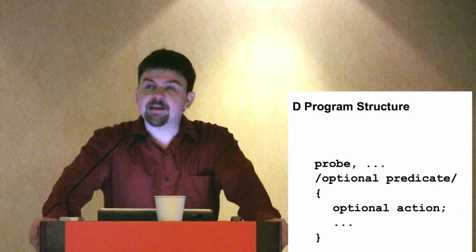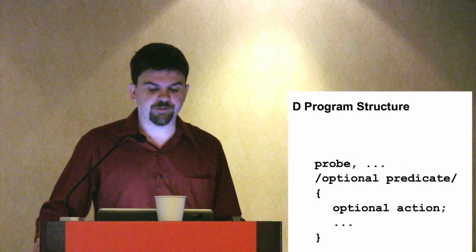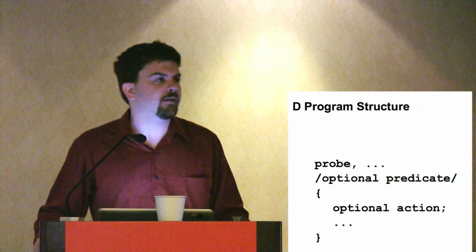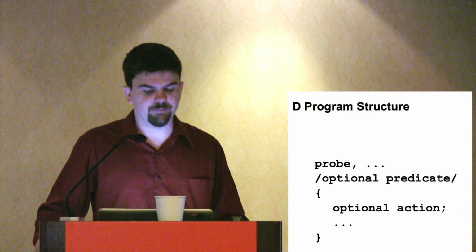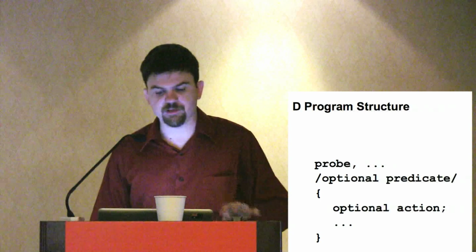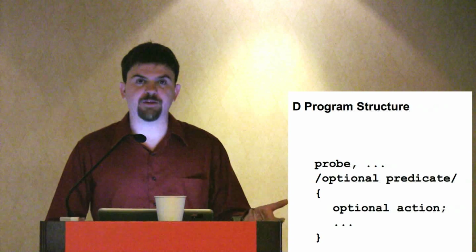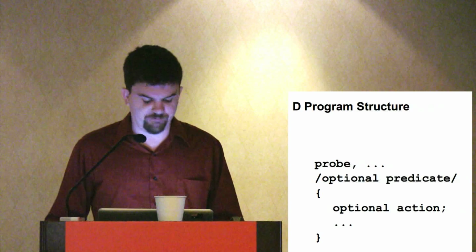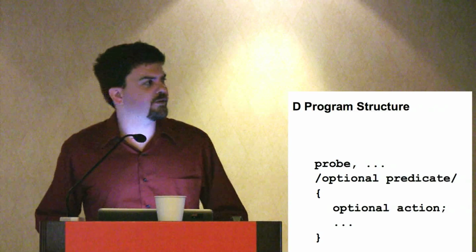A D program structure, just to explain that, it consists of a probe, or multiple probe definitions. In forward slashes, we have an optional predicate. Predicates are conditional, similar to an if-then-else, but that decides whether to execute the action or the actions, which are in parentheses. This is called the clause. You have a series of actions when those probes fire. Getting to examples as quick as possible.